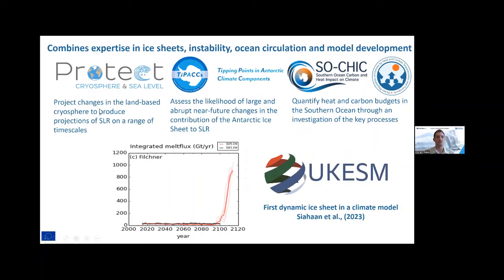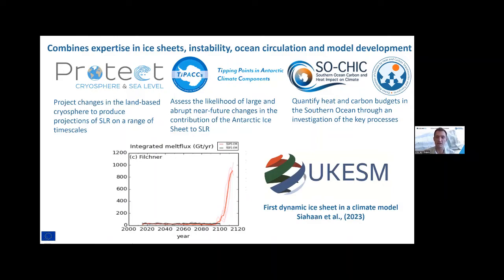So Protect has been looking at the changes in land-based cryospheres, so the ice sheets and glaciers, and seeing how that directly drives the sea level. TIPAX has been looking at the likelihood of large near-future changes in sea level rise. So that's basically looking at tipping points. And SOCHIC and Orchestra, so this is an EU and UK project respectively, have been looking at how the Southern Ocean really is critical for taking up heat and carbon, but also delivering heat to the Antarctic ice sheet. And all four of these projects are represented within Ocean Ice.